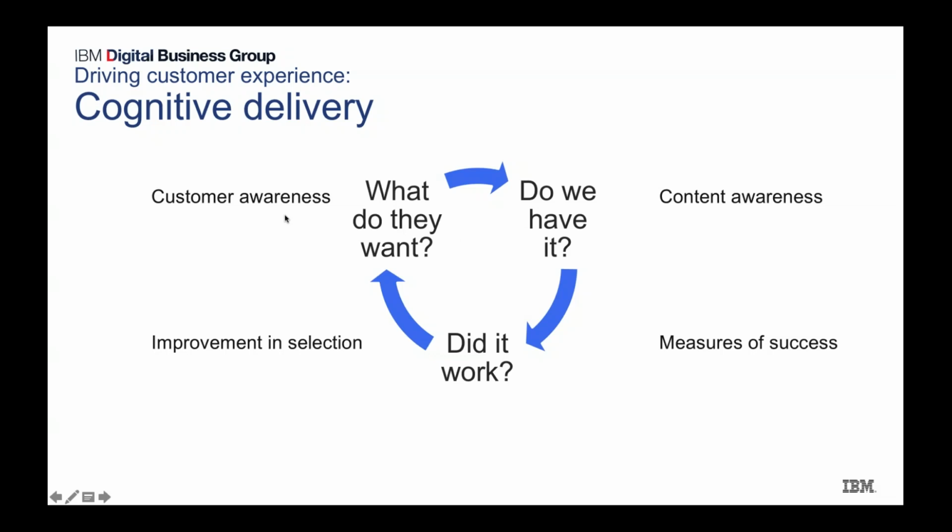So the first thing you need is customer awareness. Who is actually looking at this page or using your site, and what do they want? And then do we have it? That means content awareness. What content do we have available that's tagged that we can match the tags on that content to the interests and behavior of the customer? And then did it work? Measures of success, and then a plan to improve your selections and models the next time they look at content.